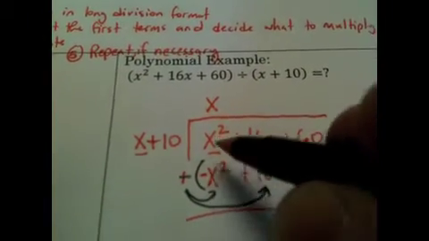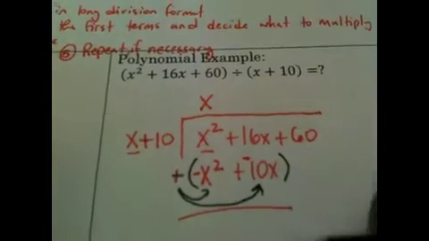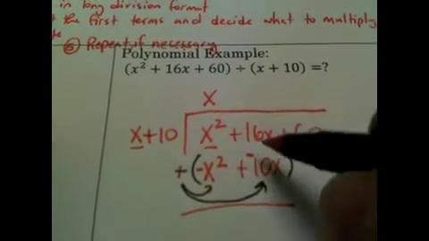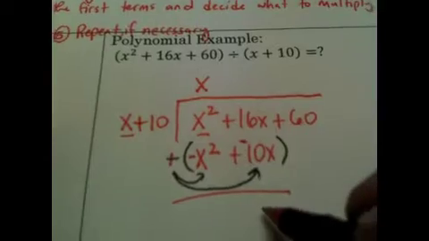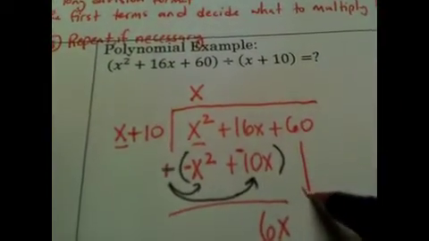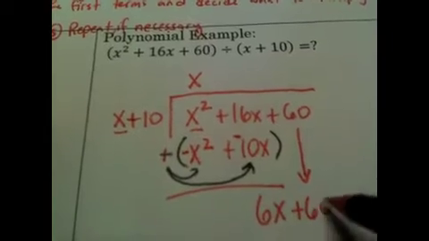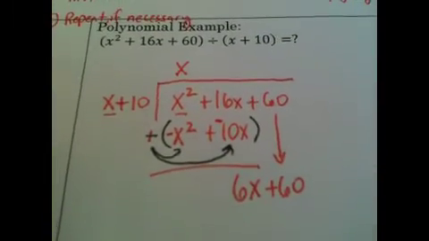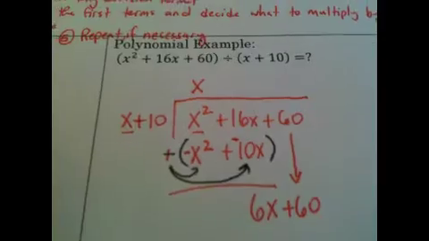X squared minus x squared, plus a negative x squared, goes away, 0. 16 plus negative 10 gives me a 6x. Bring down the 60, just as we did before. Okay. Repeat the process. We need to repeat the process.